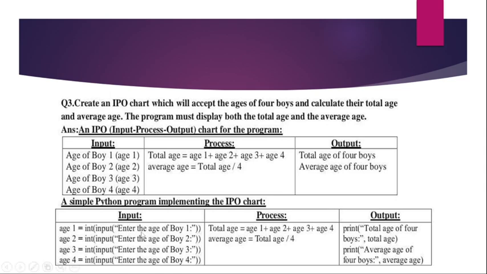Input: enter the age of boy 1. Similarly, age 2 equals to int. Input: enter the age of boy 2, and similarly we enter age of boy 3 and age of boy 4. Basically, here is the actual format of coding in Python language.